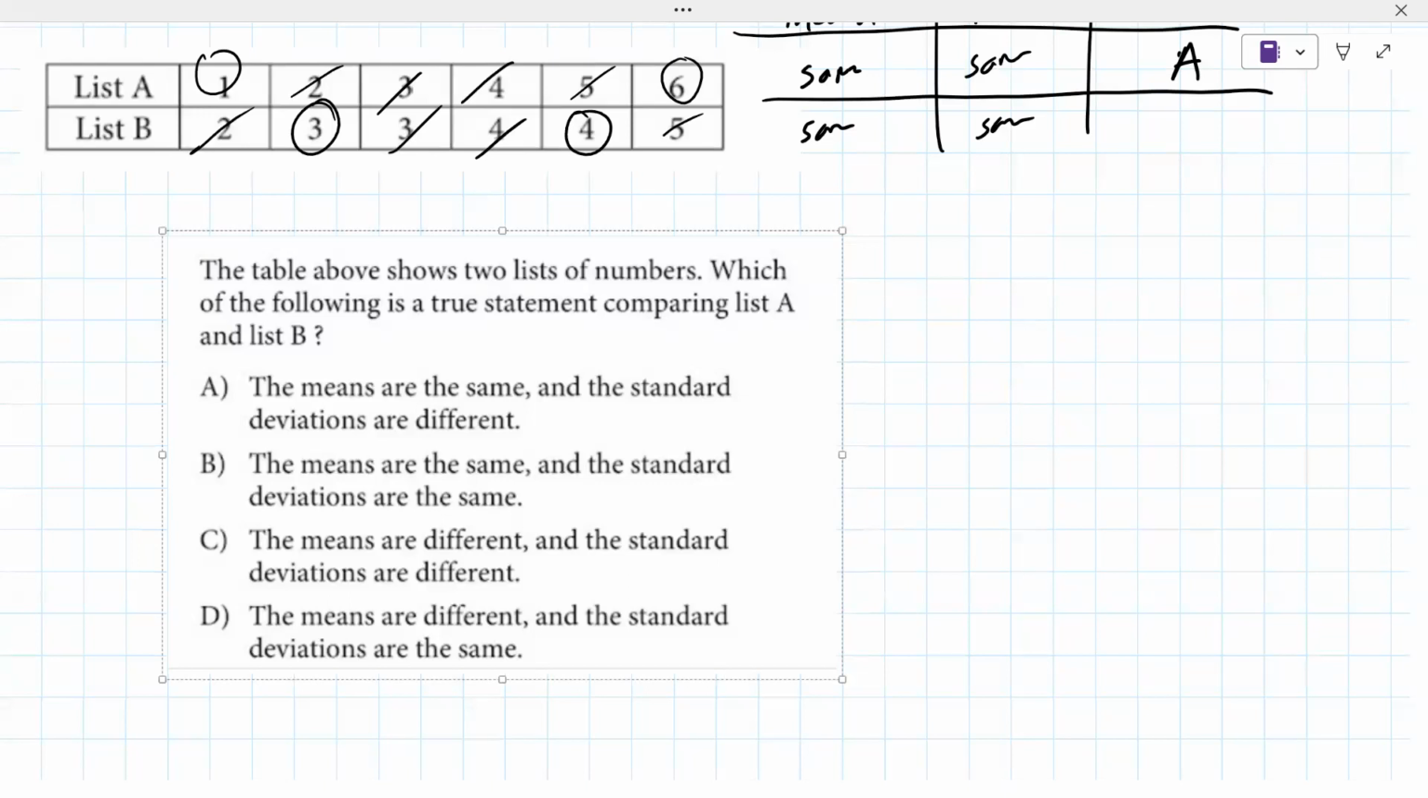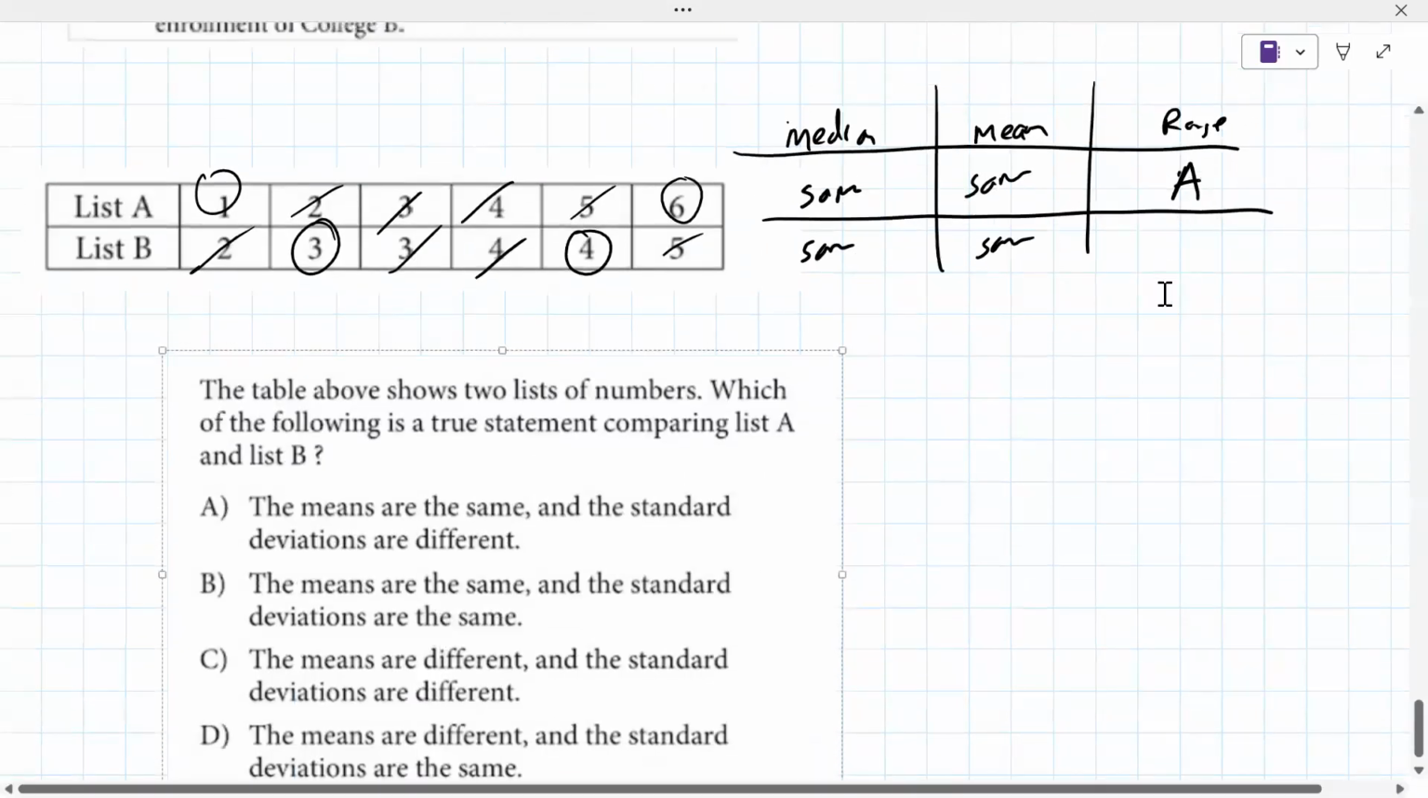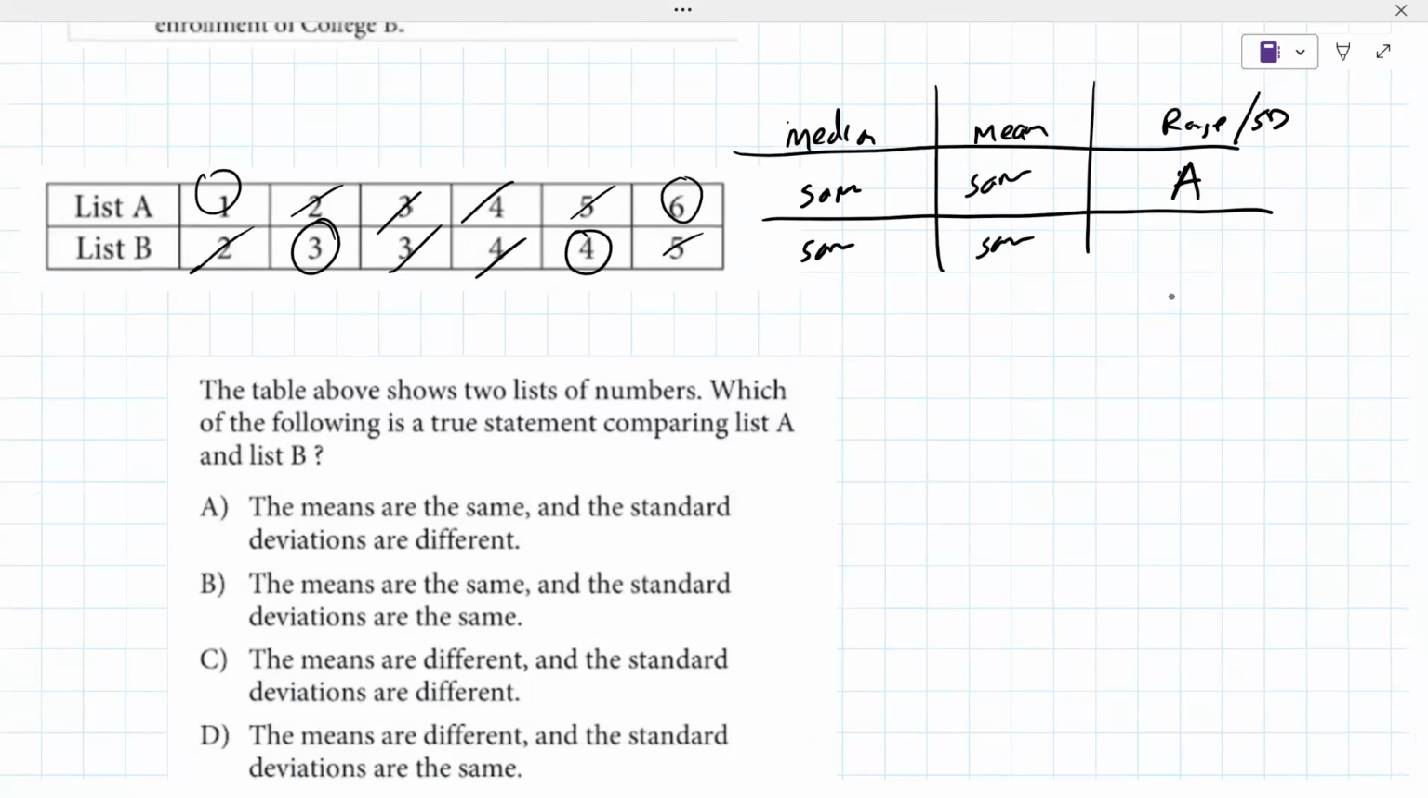Standard deviation is the... Think of the range. Okay. The ranges are different. Range and standard deviation are effectively the same for you in this part of this. A. Okay. All right, let's do it.